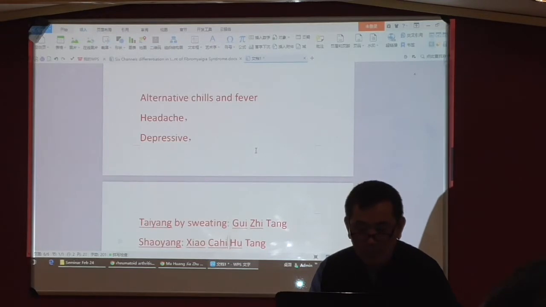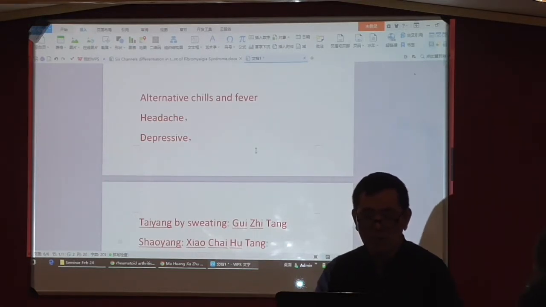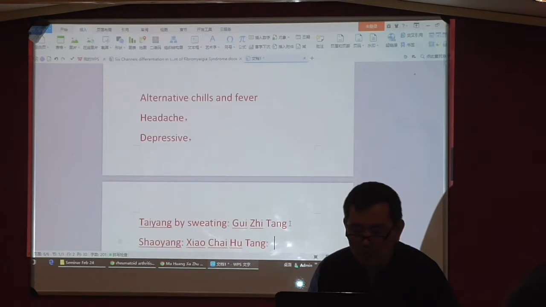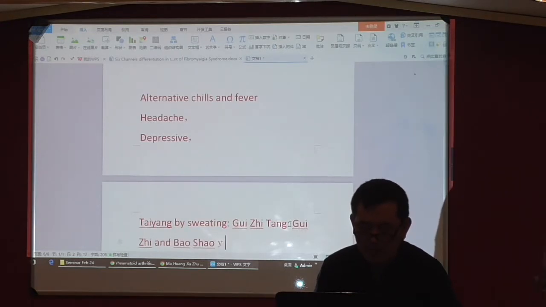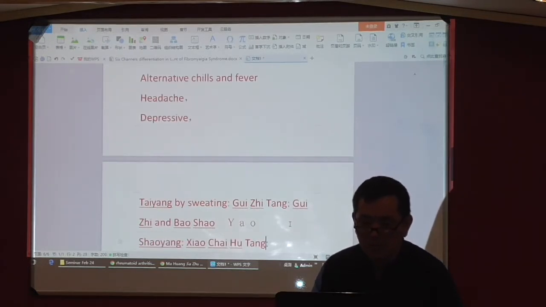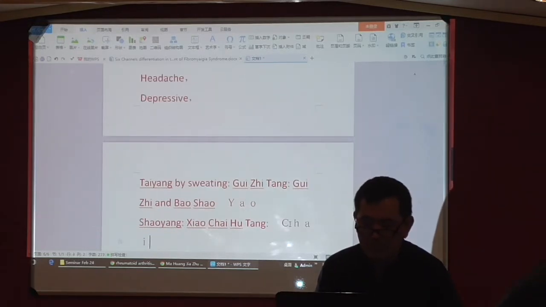Xiao Chai Hu Tang very important. 2 herbs. Xiao Chai Hu Tang most important. In Gui Zhi Tang, the most important 2 herbs are Gui Zhi, right? And Bai Shao Yao. Okay, but in Xiao Chai Hu Tang, the most important is Chai Hu and Huang Qin.